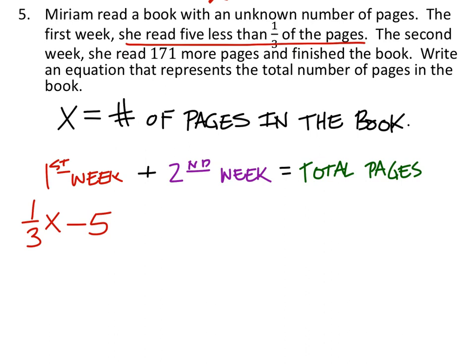In week 2, it says directly that she read 171 more pages. So in week 2, she read 171 pages. And we see when we add these two together, we get the total number of pages, which for us is x. So we've defined our variable x as the total number of pages in the book, and then we have our equation there. That's all we need for this problem.